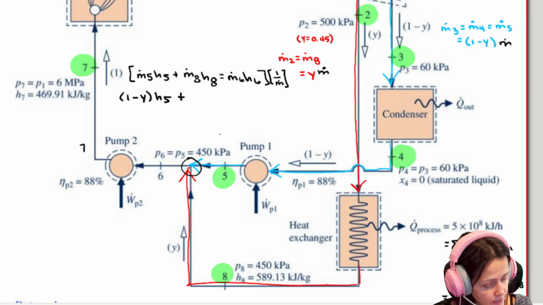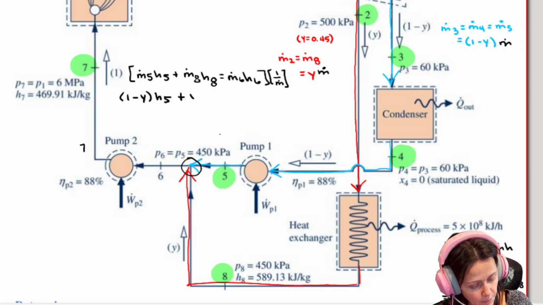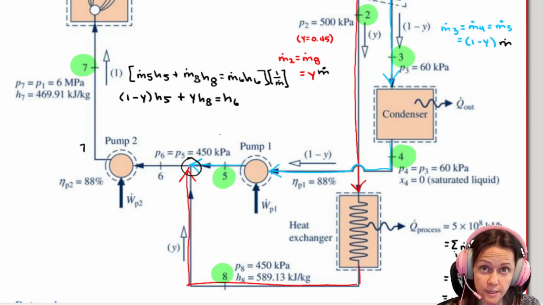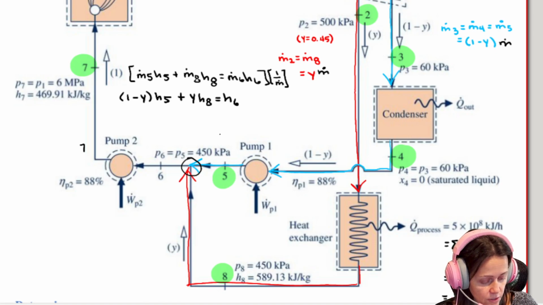M dot 8 is on the red line. So m dot 8 divided by m dot is y, and m dot 6 divided by m dot is just 1 minus y. Since we know y is 0.45 because that was given to us, and we know all our other h values, I can actually just calculate what h6 is here.